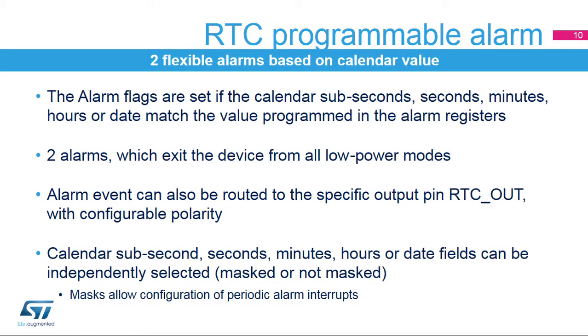The RTC embeds 2 flexible alarms based on comparison with the calendar value. The alarm flags are set if the calendar sub-seconds, seconds, minutes, hours, or date match the value programmed in the alarm registers. The alarms event can wake up the device from all low-power modes. The alarms event can also be routed to the specific output pin RTC out with configurable polarity. The calendar alarm, subsecond, seconds, minutes, hours, or date fields can be independently masked or not masked for the comparison. When the masks are used, periodic alarms are generated.